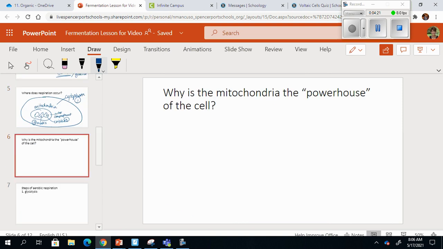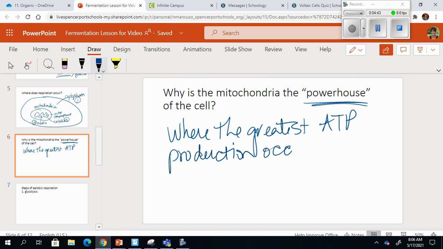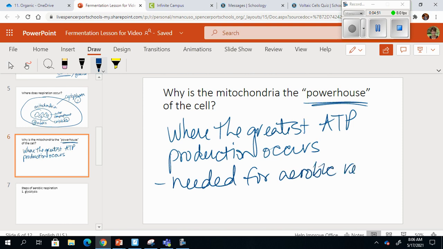All right, so why is the mitochondria called the powerhouse? So you've always heard this, right? Mitochondria is the powerhouse of the cell. So why is it that? That is because this is where the greatest ATP production occurs. And this is what is needed for aerobic respiration. All right, so to get that maximum huge number, like 30 ATP per glucose, I need to have a mitochondria. The reactions have to happen there.